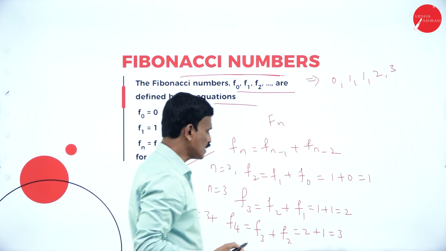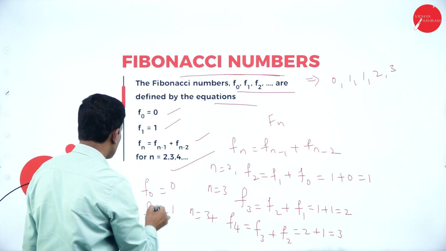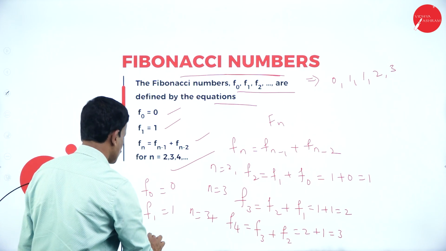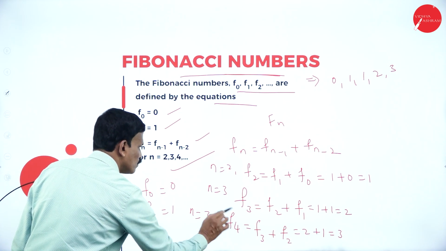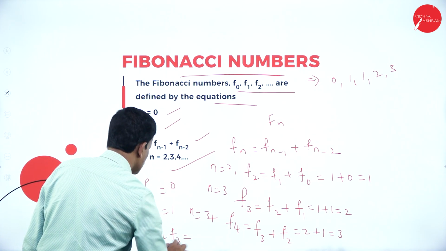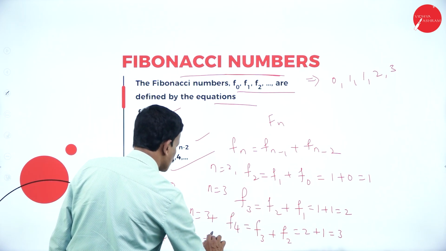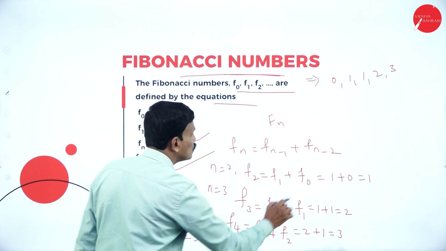Right. Similarly, if we put n is equal to 5, what are we going to get? Let us find out the value of f of 5. F of 5 is equal to f of 4 plus f of 3. So that's equal to f of 4, which is 3, plus f of 3, which is 2. 3 plus 2 is equal to 5.